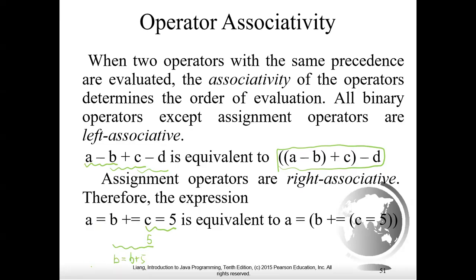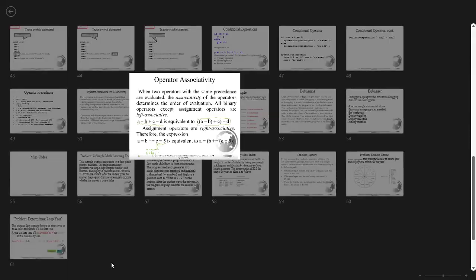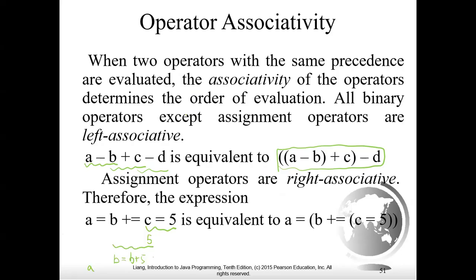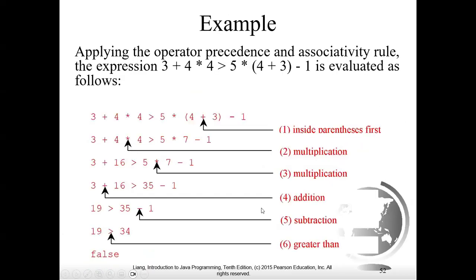That means B is becoming B plus 5, right? And after that, we assign B to A. That is from the right-hand side to the left-hand side. That is the right associativity.